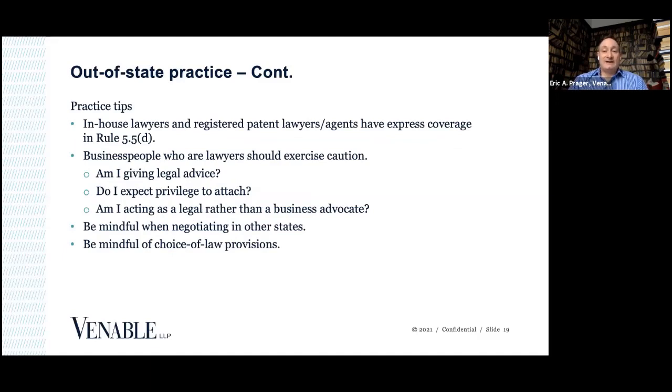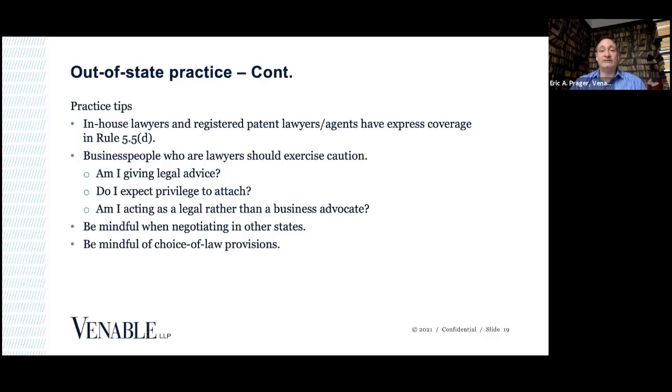In-house lawyers and registered patent agents have express coverage under Subpart D, and in New York, they don't have express coverage in the rule set, but there are court-issued rules. Business people who are lawyers should exercise caution. Are you practicing law? And if you are practicing law, are you practicing law in a state where you're admitted?